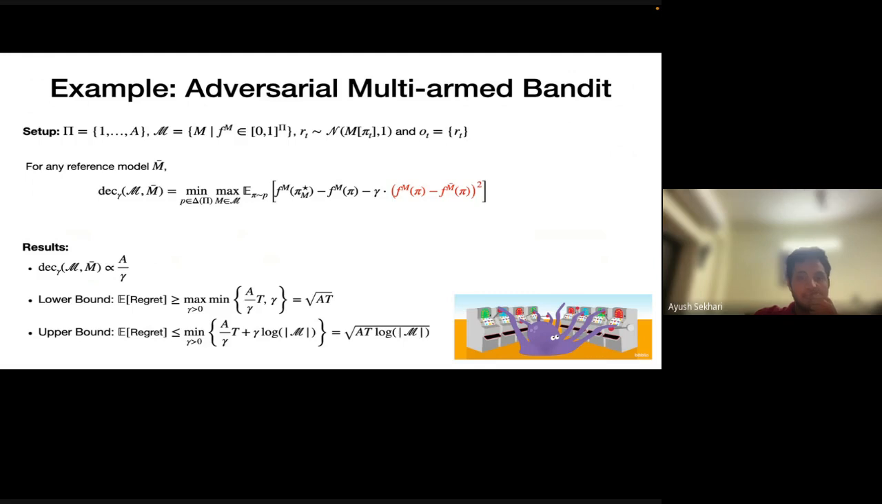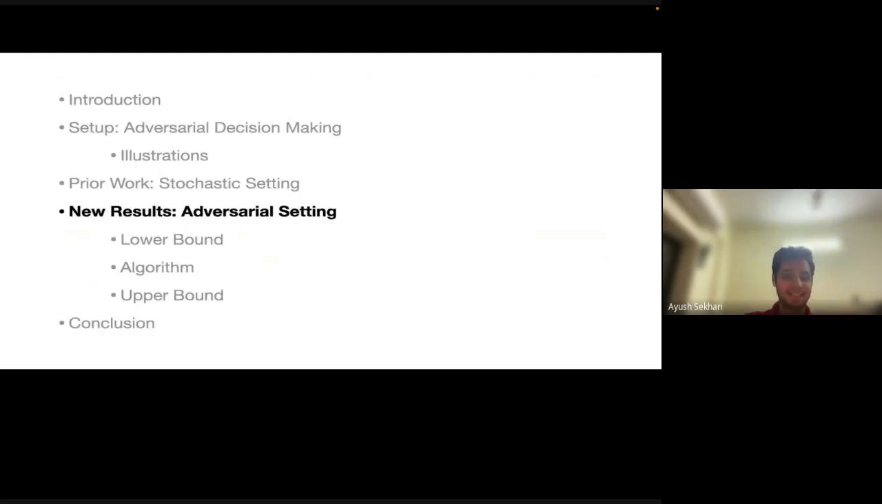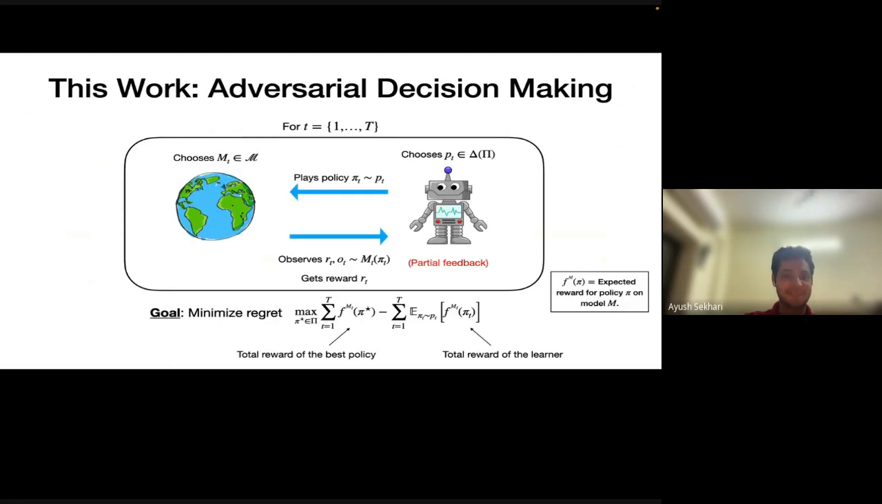Cool. So now, after giving you a summary of what we know from the stochastic setting, introducing this new complexity measure called decision estimation coefficient, giving some examples and so on, let us finally go into the actual new results in the talk. So the new results, as I mentioned earlier, this work is about the adversarial decision-making setting, where we assume that the model M_t may change with time in an adversarial and adaptive manner.